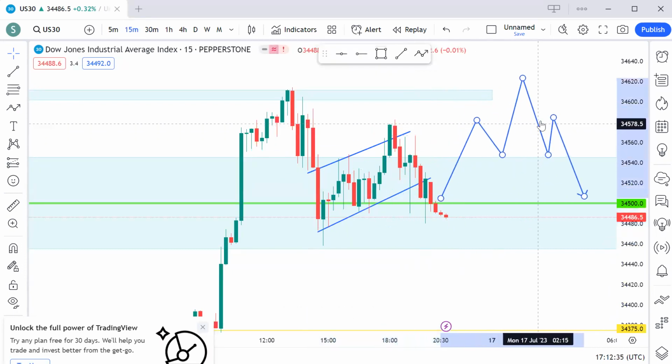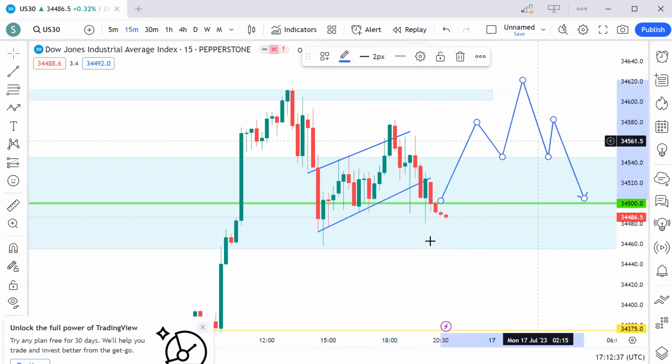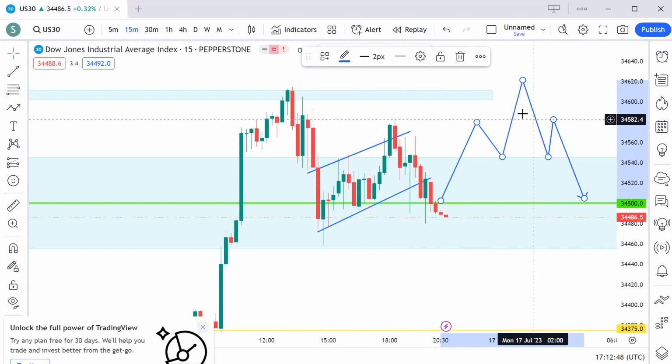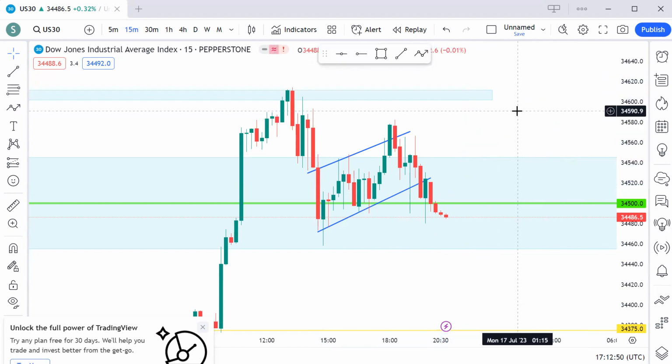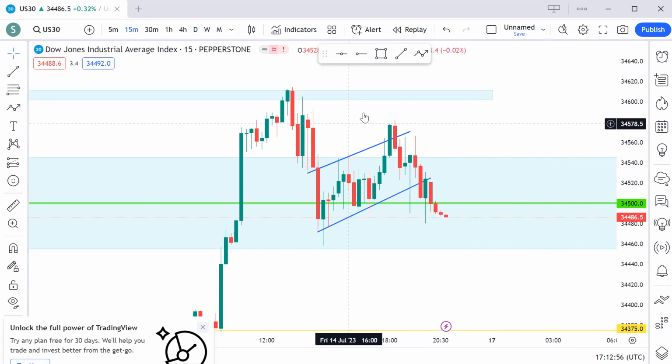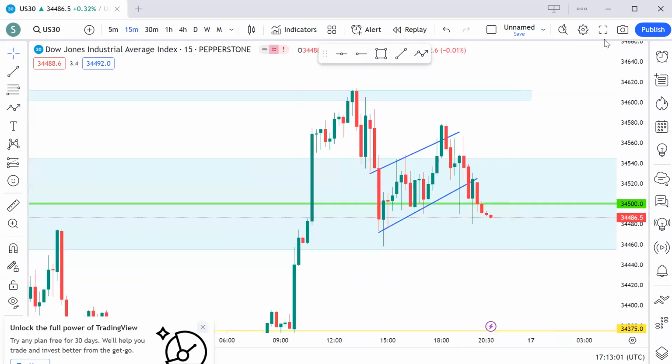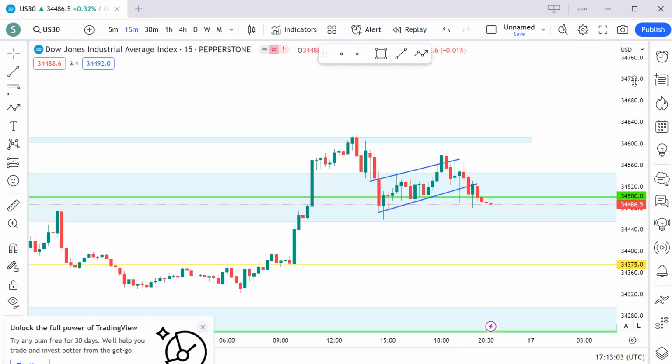That's another confluence. So in this trade, you had like 6 confluences. You had 6 confluences in this one trade. That's how simple it is. Let me just delete this. Okay, so we had 6 confluences in this one trade. That's how you want to trade.